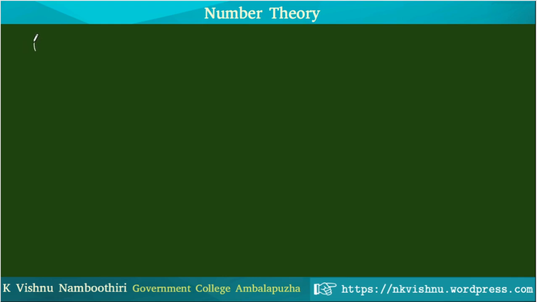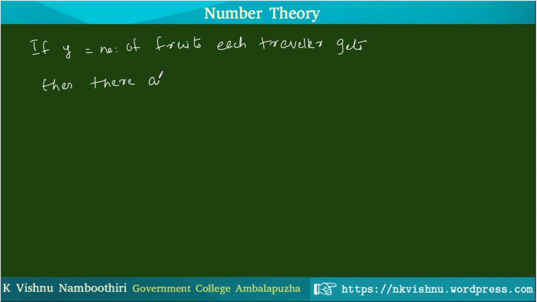So we have the second variable here: y is the number of fruits each traveler gets. Then how many fruits are there? Assuming that all the fruits are distributed, there are 23 times y fruits.